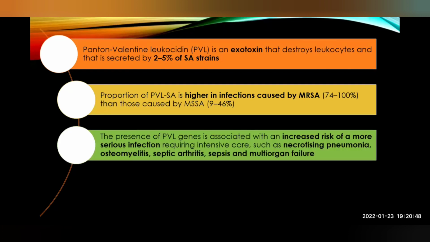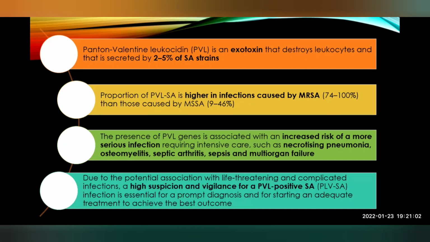What is the important thing I want to convey here is that with the presence of this PVL gene, the patient will have a higher risk of more severe infections such as necrotizing pneumonia, osteomyelitis, septic arthritis, sepsis, and multi-organ failure. So it is very important that you have high suspicion and are vigilant of PVL positive Staphylococcus aureus infection so that you make the prompt diagnosis and start adequate treatment.